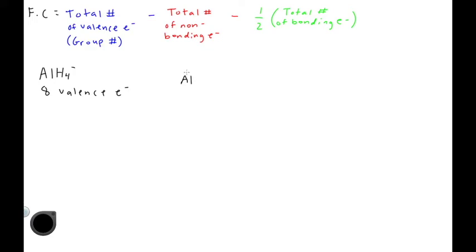So let's go ahead and draw our Lewis dot structure. This is the Lewis dot structure of aluminum. And so we want to connect a hydrogen atom to each free electron on aluminum. So this is going to be our structure so far. Now that we connected 3 hydrogen atoms to aluminum, we want to move on to the next step.